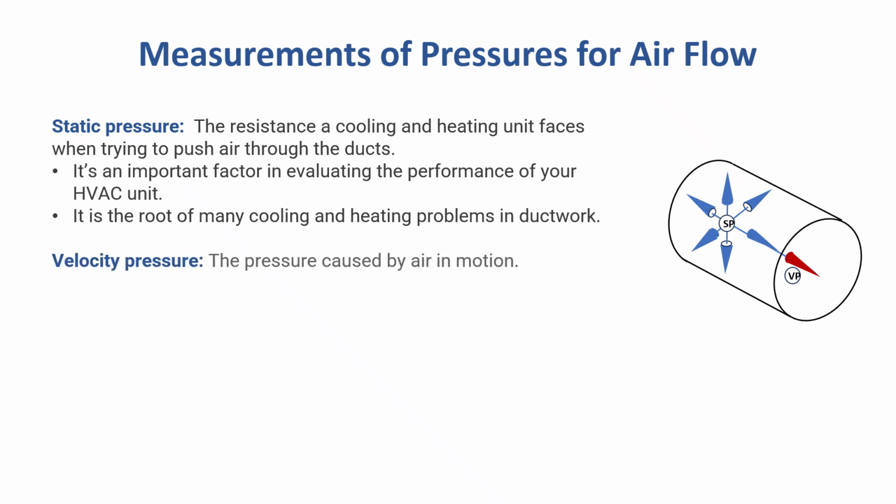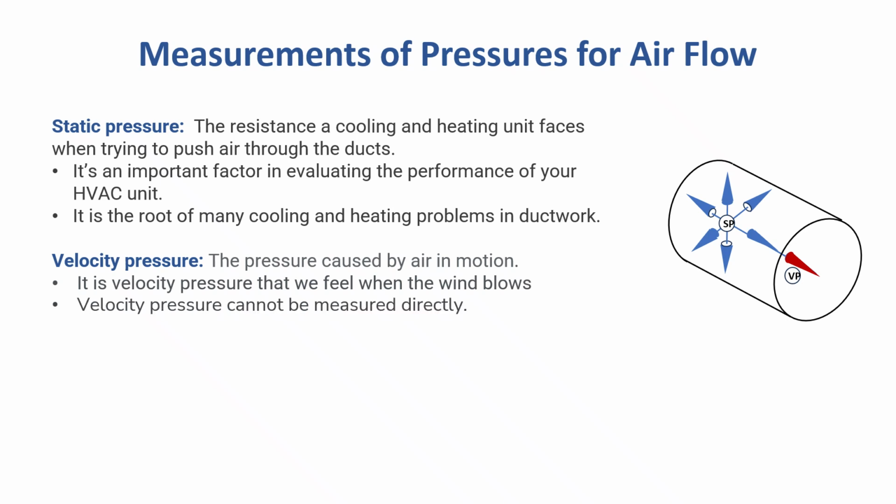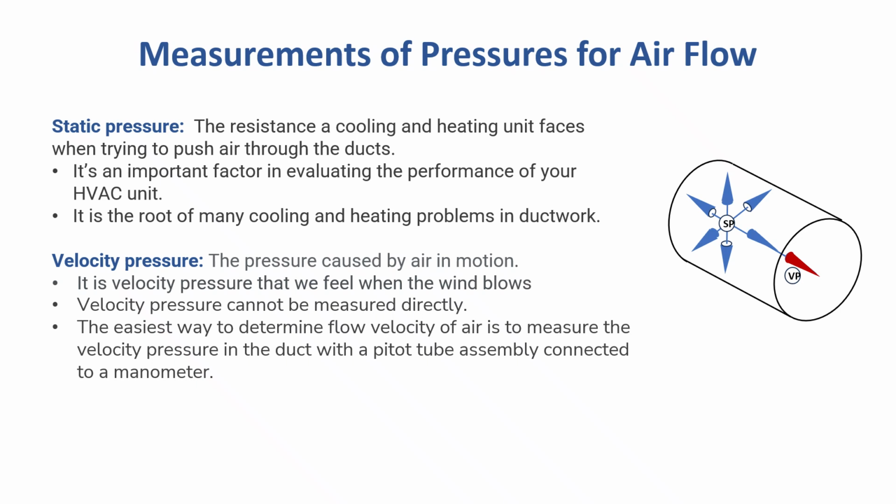Velocity pressure is the pressure caused by air in motion. It is the velocity pressure that we feel when the wind blows. Velocity pressure cannot be measured directly. The easiest way to determine the flow velocity of air is to measure the velocity pressure in the duct with a pitot tube assembly connected to a manometer.